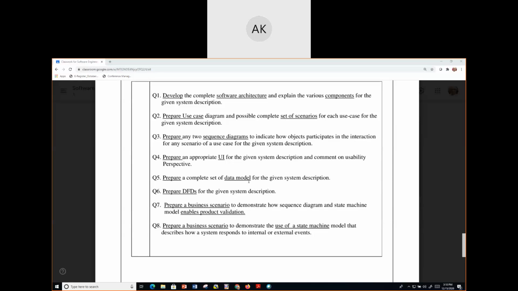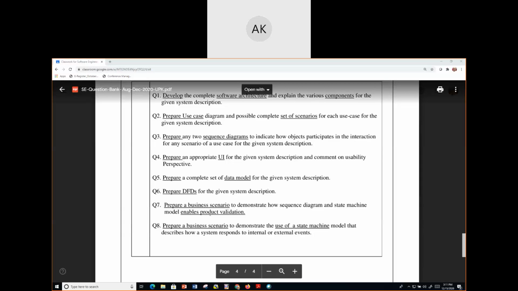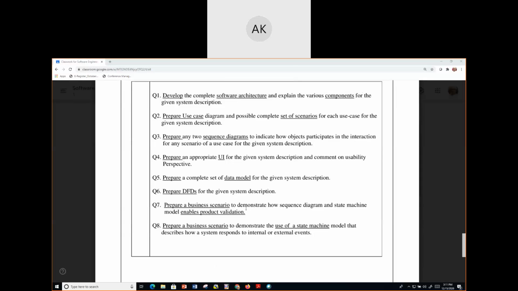Data model, when I talk about that, it includes DFD as well as schema, both. ER. Prepare DFDs. Prepare a business scenario and demonstrate how sequence diagram and state machine model enable product validation. Testing. Sequence diagram and state diagram, by testing we have done it now.